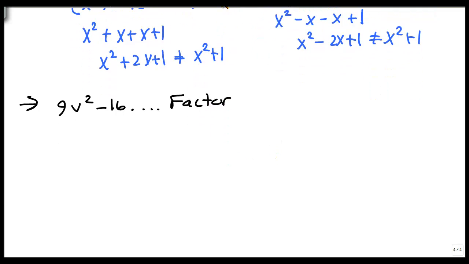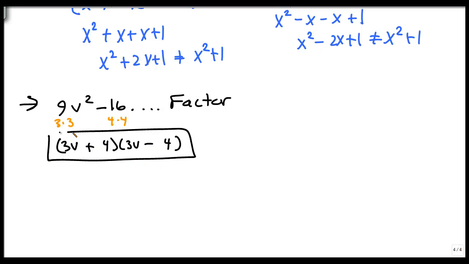Well, I see perfect squares. I see 4 times 4, and I see 3 times 3. So let's go ahead and set it up. 3v, 3v, 4 times 4. Conjugate, plus and minus. So there's my solution. So this one was the difference of perfect squares. So again, we have that conjugate going on.